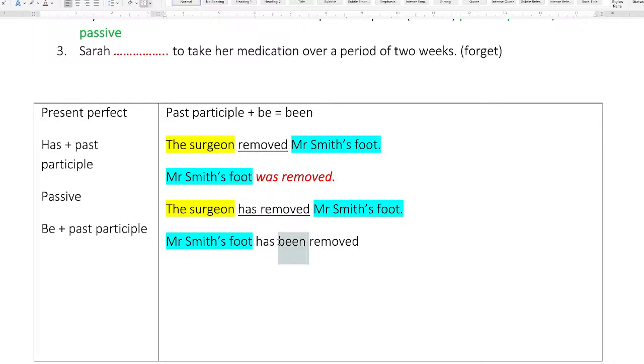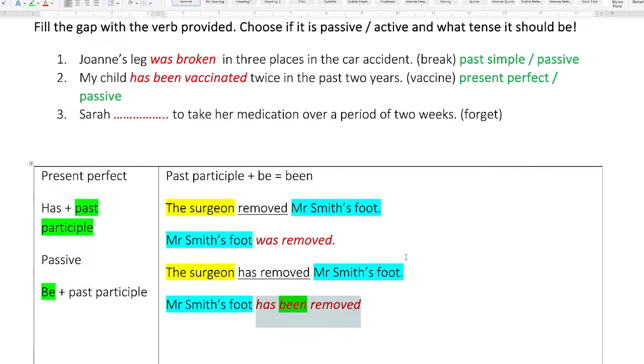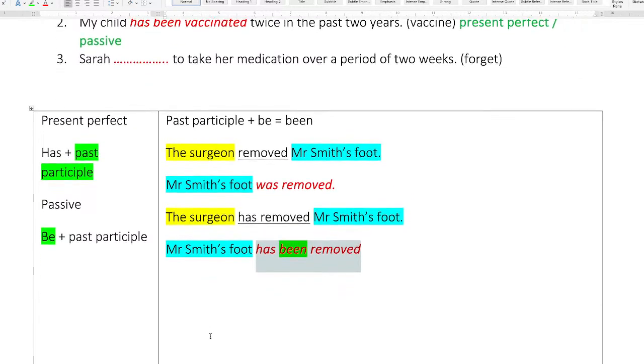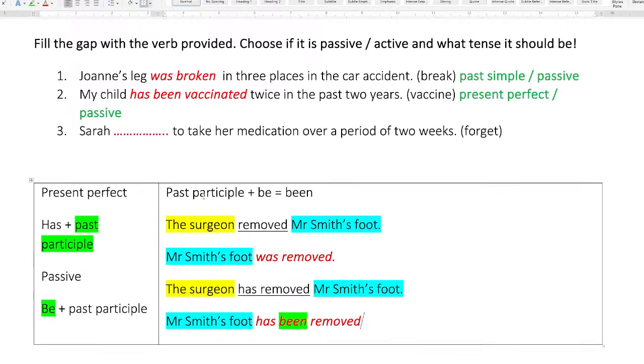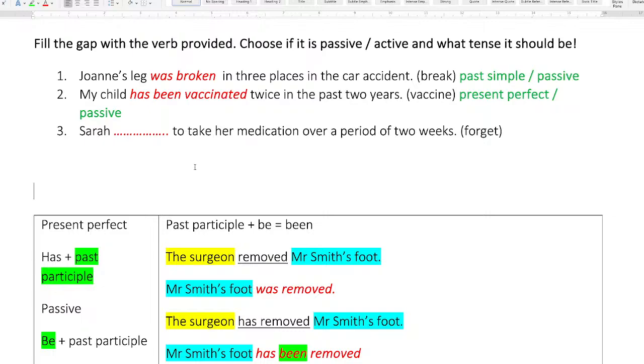Okay, let's put that in green. Okay, been has to be there because we need the past participle plus be. That's how that works. Okay, so has been removed is the full verb. That's how the passive works in the present perfect. It's a bit confusing. It requires a lot of practice if you want to get this right in the test. And it's a really important thing to get right.